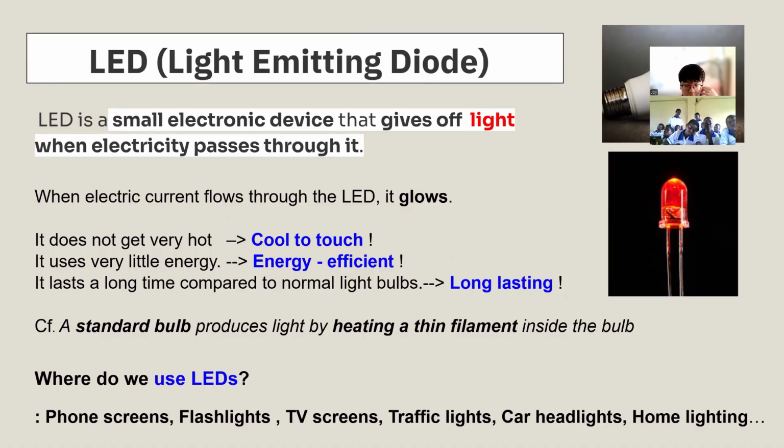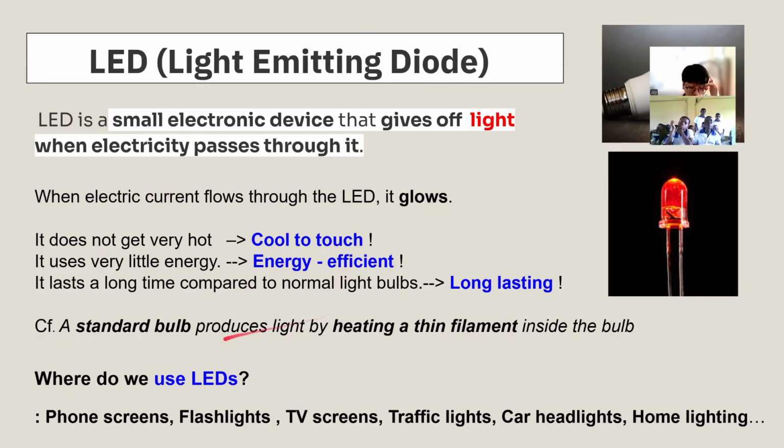So you can see that it uses less energy. It is very efficient in emitting light. So that's why it lasts longer. So actually, a standard bulb produces light by heating a thin filament inside a regular bulb. But light is not produced by heating here. It's just a direct glow from the electric current flow for the LED.